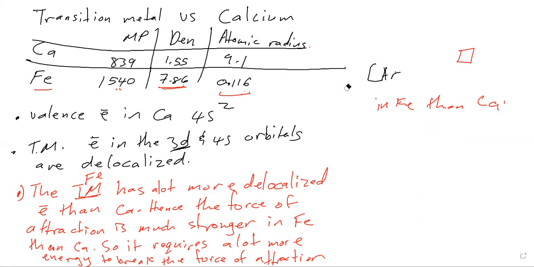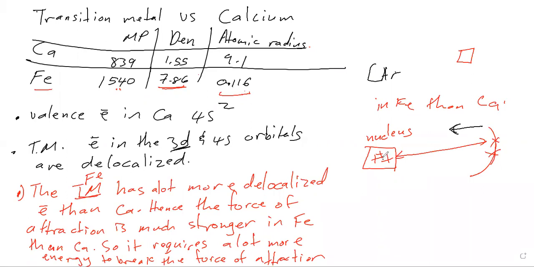So we know that you have the nucleus, right, which contains the protons, which are positive charge, and then you have the valence shell with the electrons. So if there's a great attraction between the valence electrons and the nucleus, the radius is going to get shorter. Just think of the attraction. It is pulling in the electrons.